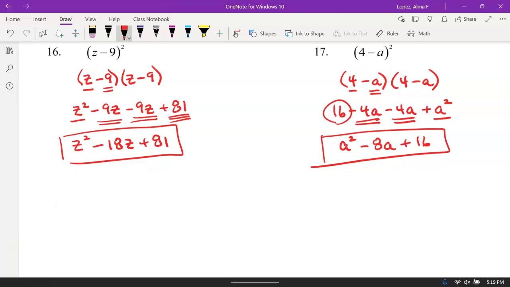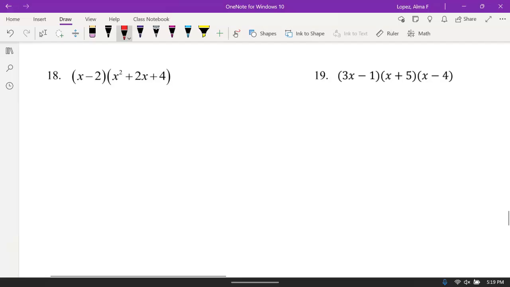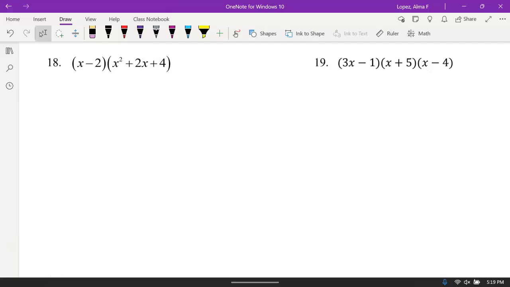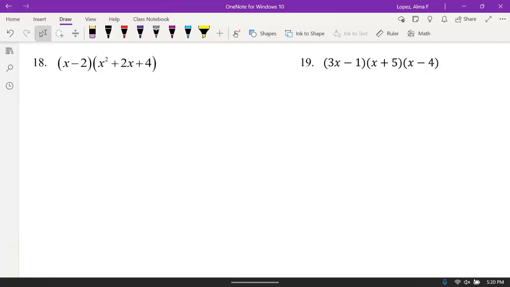All right, let's go on to number 18. If we're multiplying a 2-term phrase onto a 3-term, see, this is why I don't use that special F word, because the distribution process works no matter what it looks like. And this is a great example. Let's do it. We're going to multiply every piece in the first parentheses onto the second.